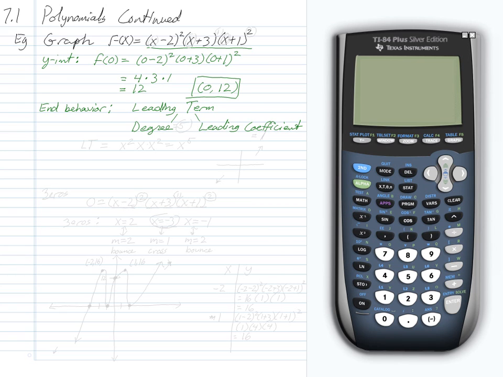So we'll go back to that trick from previous lectures and look at each of the leading terms within each factor. So I will take x and square it, and I will take x and raise it to the first power, and I will take x and square it. So in all, I end up with x to the fifth. So we have a degree of 5 and a leading coefficient of 1. So we have a positive leading coefficient and an odd degree, which tells me my end behavior will look something like this.